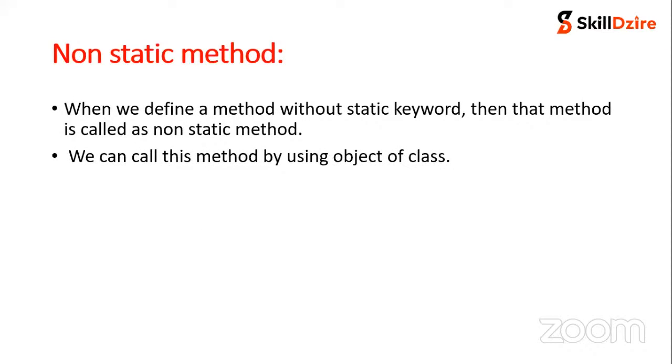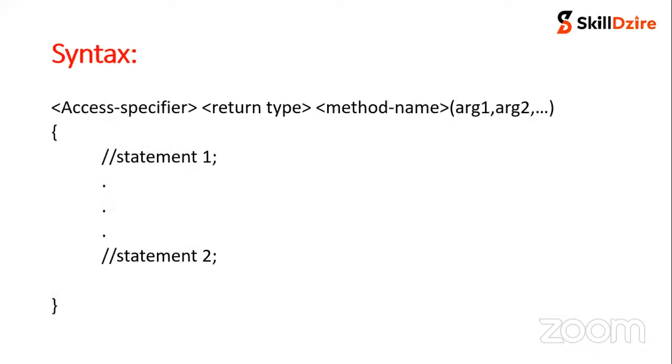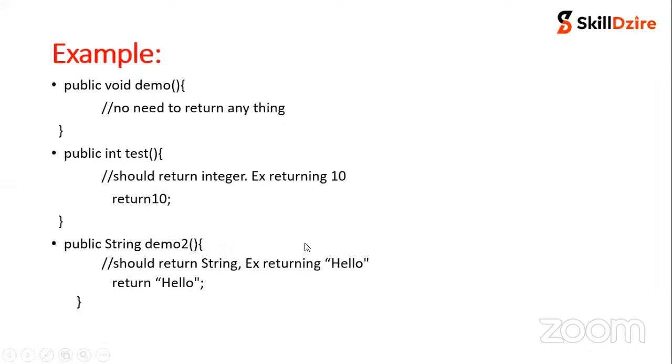Now next is the non-static method. We have seen that static methods are class level methods, but non-static methods are object level methods. How will you write non-static methods? In static methods, you just have to write the static keyword, but in a non-static method, you don't write any specific keyword. You can write a simple method like the syntax we have seen. So this is the normal non-static method syntax: just access specifier, return type, method name, and arguments. So this is the non-static method.